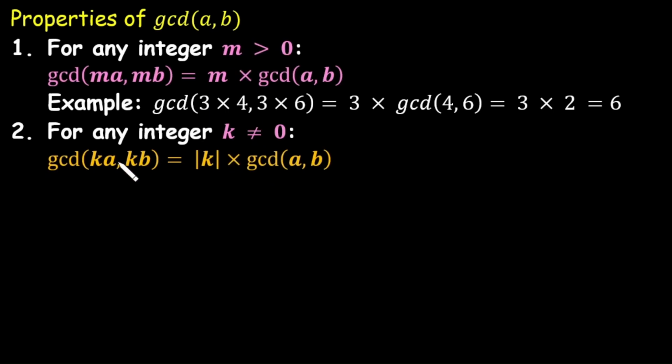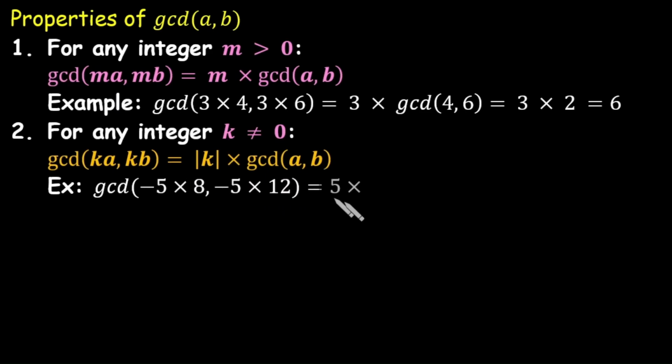In this case we take k as any integer provided that it is not equal to 0. And here, when we are dealing with the greatest common divisor, we need to take the positive number. For example, GCD of minus 5 into 8 and minus 5 into 12. So rather than taking a minus 5 outside, we will take the positive 5 and then calculate the GCD of 8 and 12. GCD of 8 and 12 is 4. So overall GCD of these two numbers is 20.